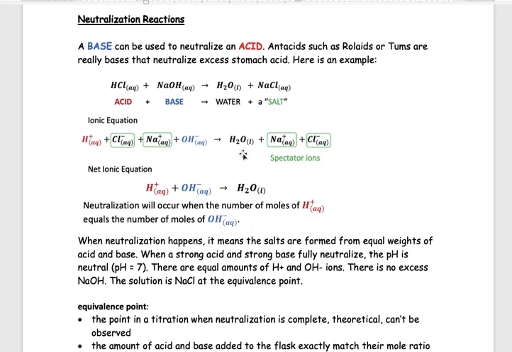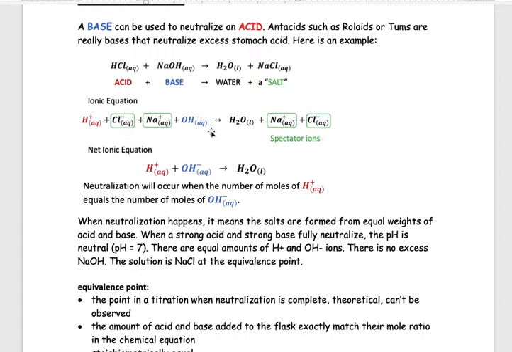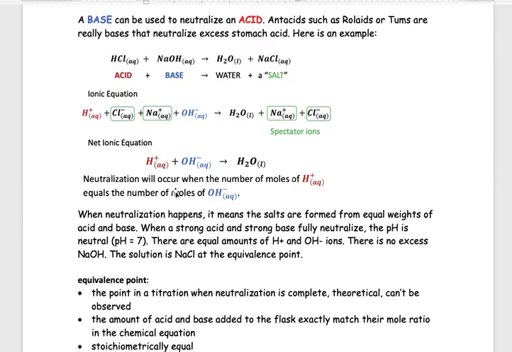And then we have sodium and chloride coming out. So see how sodium and chloride appear on this side, appear again on this side. They're just spectator ions. So we get rid of them. Here's the net ionic equation. So this is kind of the important thing to study here. So we're noticing here when a base and acid are placed together, neutralization happens when you have the same amount in moles, okay, of hydrogen ion and hydroxide ion. So when you have the same amount, when they equal each other, you have reached a neutralization, okay?